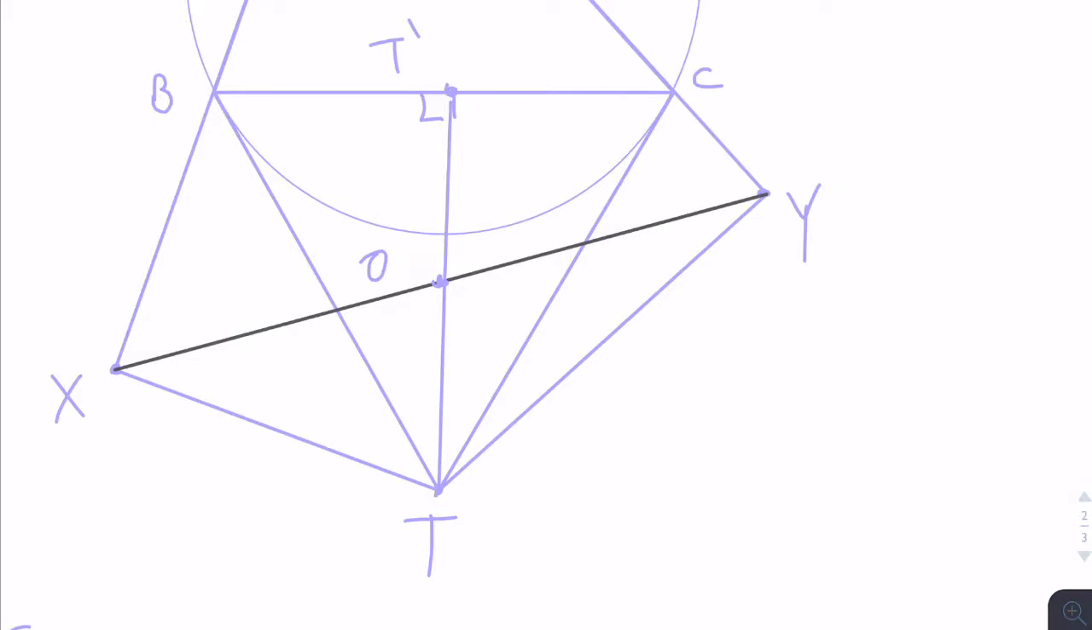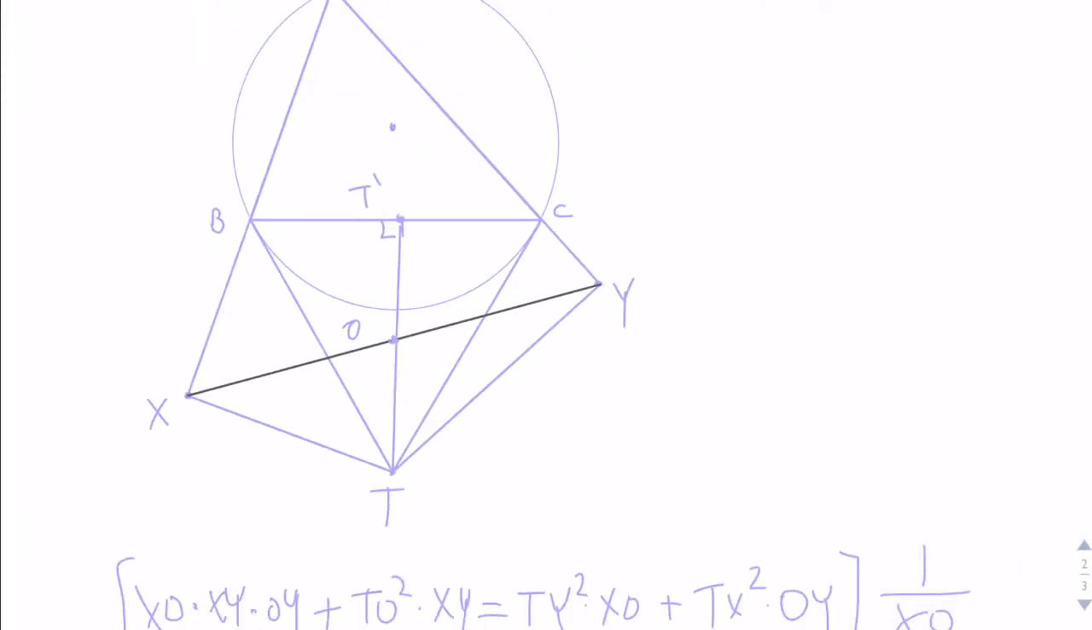So the key idea, which is pretty much the crux of this problem, is to reflect T over the midpoint of XY and figure out that T prime is in fact the base of the altitude from T in triangle BCT. But how exactly should we go about proving this? Because we want to try to be rigorous here.